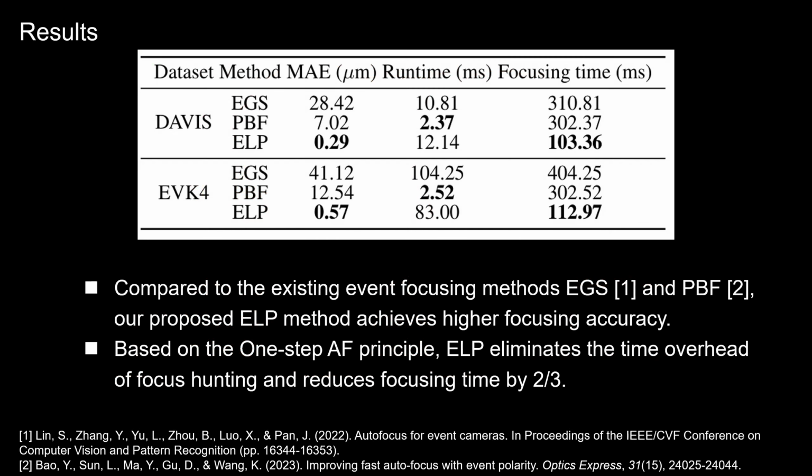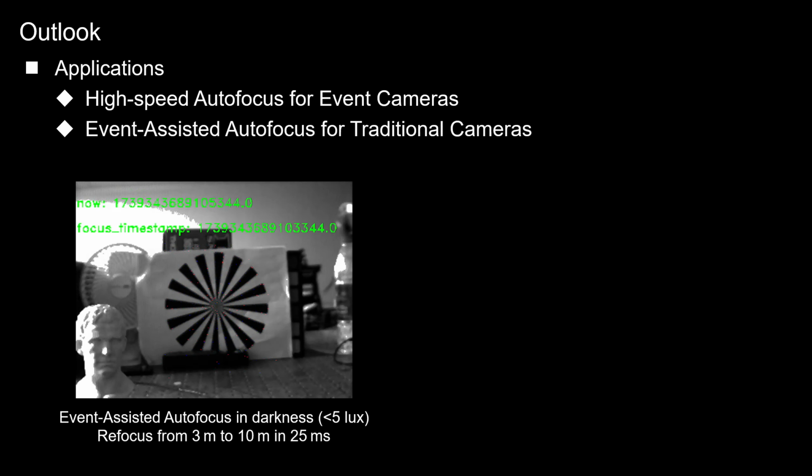We also compare our method with existing event-driven autofocus approaches. Our proposed ELP method not only achieves significantly higher focusing accuracy, but also reduces the overall focusing time by 2/3. The proposed ELP method opens up a range of possibilities for focus-related applications. First, it enables high-speed autofocus for event cameras. Second, it can assist traditional cameras in low-light environments, providing fast and reliable focus.